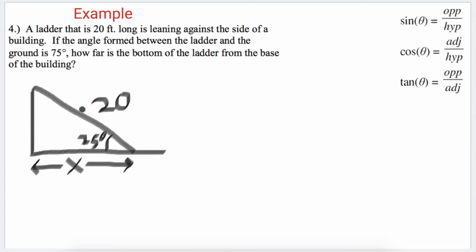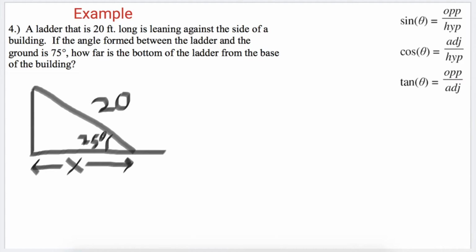In this diagram, we're given the hypotenuse. So I know that I'm not going to use tangent because in the tangent, there's no hypotenuse. However, in sine and cosine, there is a hypotenuse. The way we narrow down is by looking at where x is and the angle. X is right next to the angle, so I know that I need to use cosine.